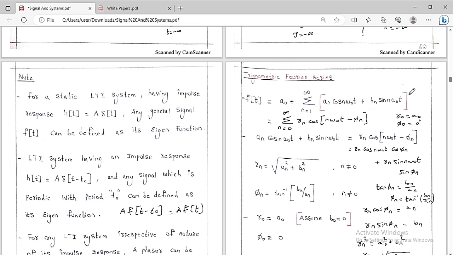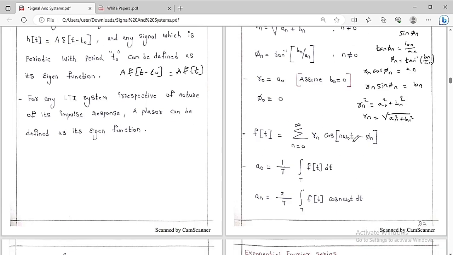So I have simplified this here. f of t is equal to A naught plus sigma n equals 1 to infinity A n cos n omega naught t plus B n sin n omega naught t. So I have made this into a very simplified fashion: sigma n equals 0 to infinity Rn cos of n omega naught t minus phi n, where R naught is equal to A naught and phi naught is equal to 0, as you can see clearly from this. So now we have written this.